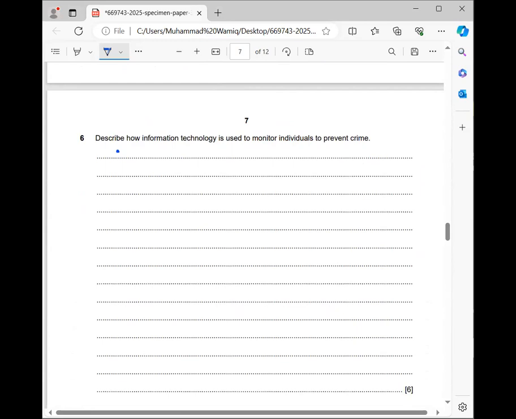Now let's move on to the next question. The next question is: describe how information technology is used to monitor individuals to prevent crime. How IT is used to monitor individuals to prevent crime. This is for 6 marks.